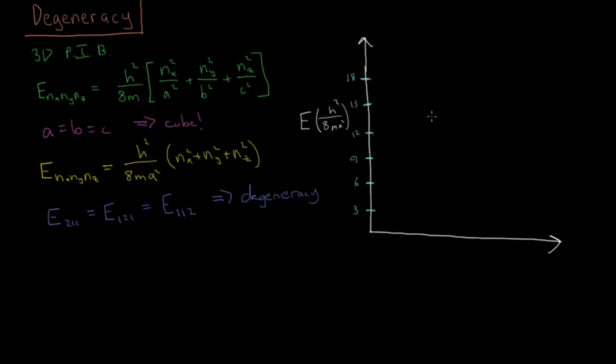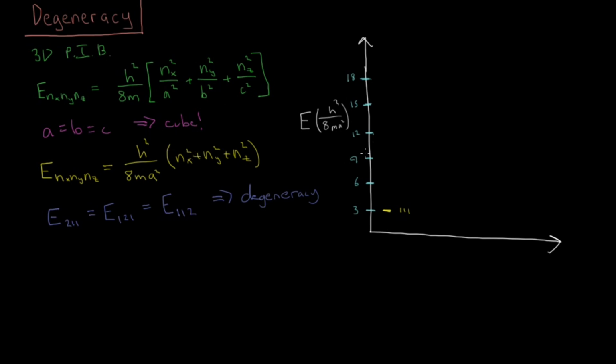Okay, so if we set all three n's equal to 1, we'll get one solution. It's the 1, 1, 1 solution. And the energy will be 3 times h squared over 8ma squared. Just substitute in 1 for each of these. You'll see that this is definitely the case.